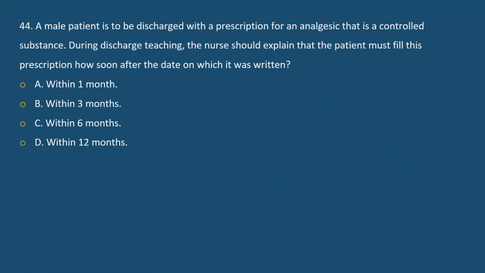Question 44. A male patient is to be discharged with a prescription for an analgesic that is a controlled substance. During discharge teaching, the nurse should explain that the patient must fill this prescription how soon after the date on which it was written? A. Within 1 month, B. Within 3 months, C. Within 6 months, D. Within 12 months.